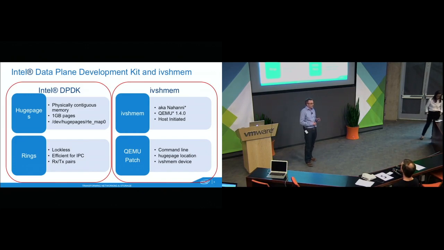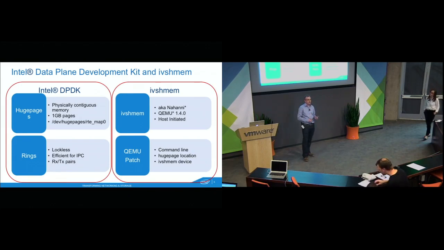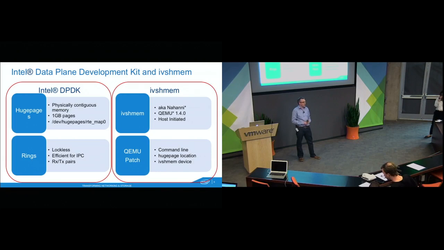So just a little bit about Intel DPDK. I know probably a lot of people are familiar with it, but one of the things that DPDK uses to make sure it's a good set of software libraries for packet processing is it uses physically contiguous memory and 1 GB huge pages. So the reason it uses these large huge pages is to reduce the TLB cache misses and to increase the speed in which you can go from virtual to physical memory addresses.